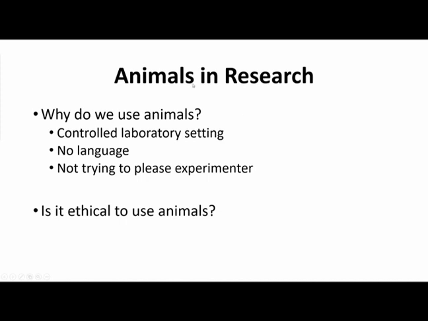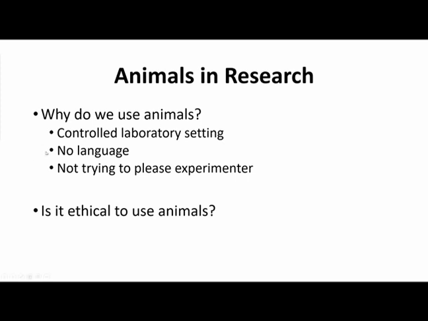So when we're using animals in research, the first question people tend to ask is why? Why do we choose to use animals? We've already covered some of those in that it's very difficult to use humans and sometimes non-human animals are better subjects, but better how? The first is that they're a lot easier to have in a controlled laboratory setting. So you can have a rat who sits in a maze so that we can study how they learn to navigate. It's really hard to do the same with humans.